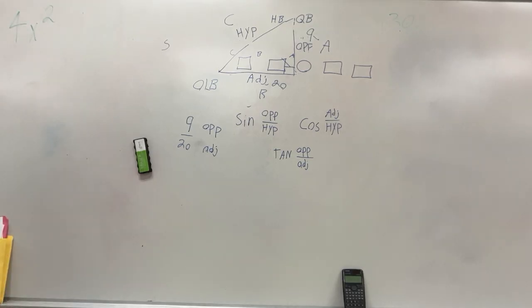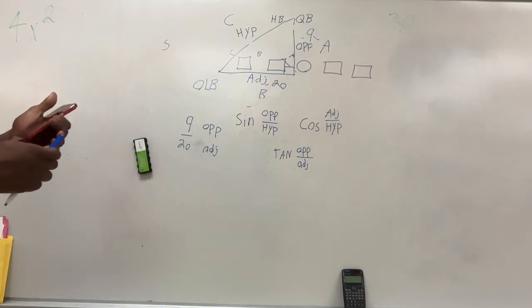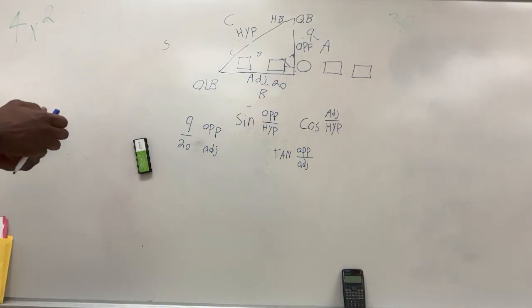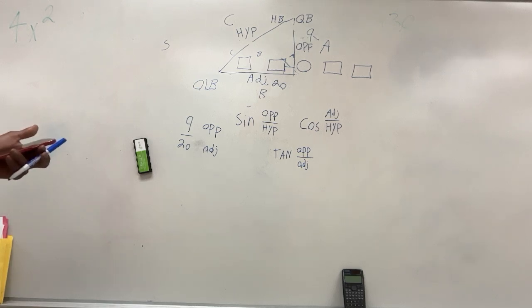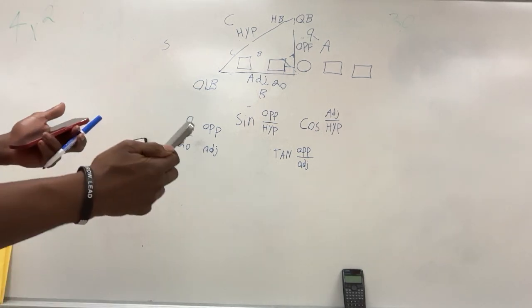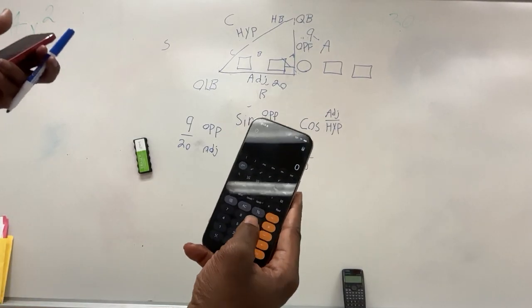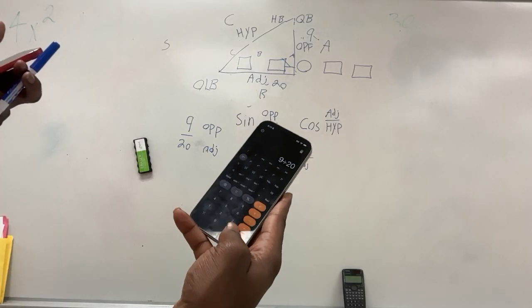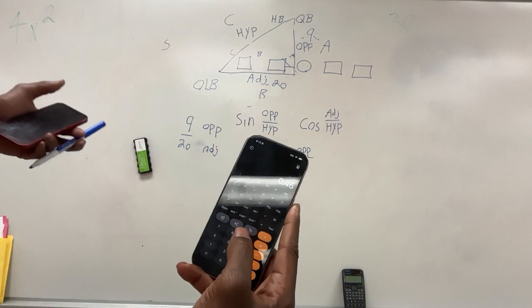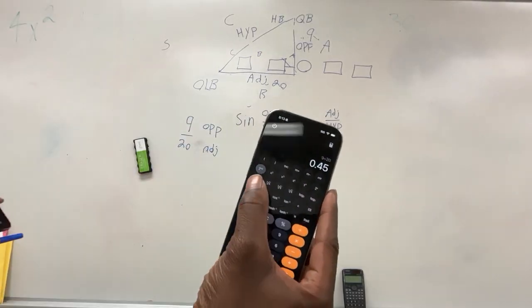And now we get this going. 9 divided by 20. So, cancel everything out. Clear my AC. 9 divided by 20, we get 0.45. Once again, this is tangent, so I'm going to go second.